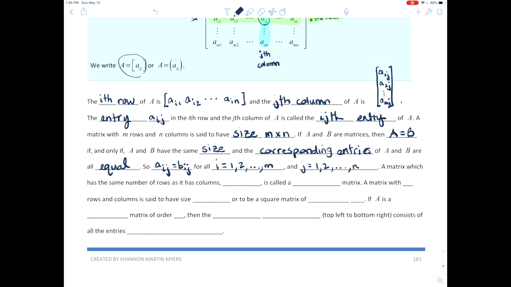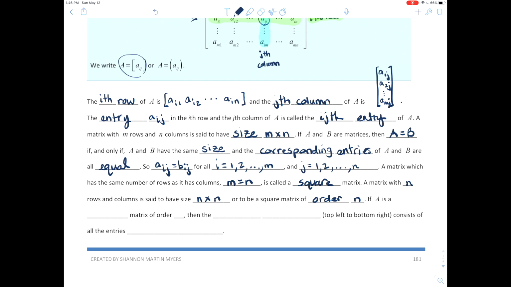A matrix which has the same number of rows as it has columns, which would be basically M equal to N, is called a square matrix. A matrix with N rows and columns is said to have size N by N, or to be a square matrix of order N. So if you had a square matrix of order 2, you'd have a 2 by 2 matrix. A square matrix of order 5 would be a 5 by 5 matrix.